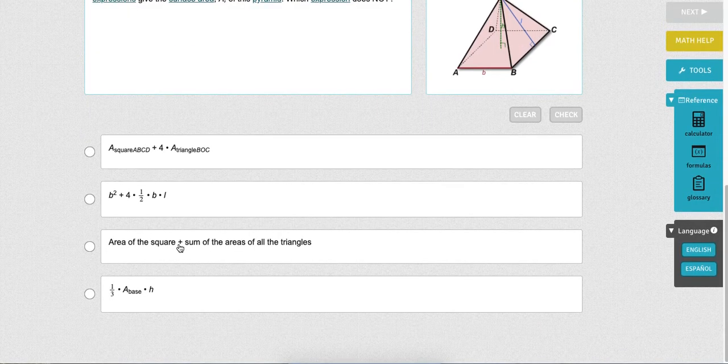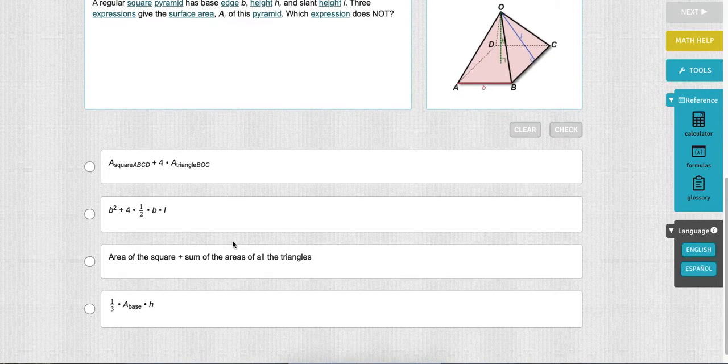Then we have the area of the square plus the sum of the areas of all the triangles, right? So that's all the triangles. There are 4 triangles, and the sum of the areas, so all of the areas added together. So that would also be correct. And nowhere in our work did we see anything about 1/3. So this has to be wrong.